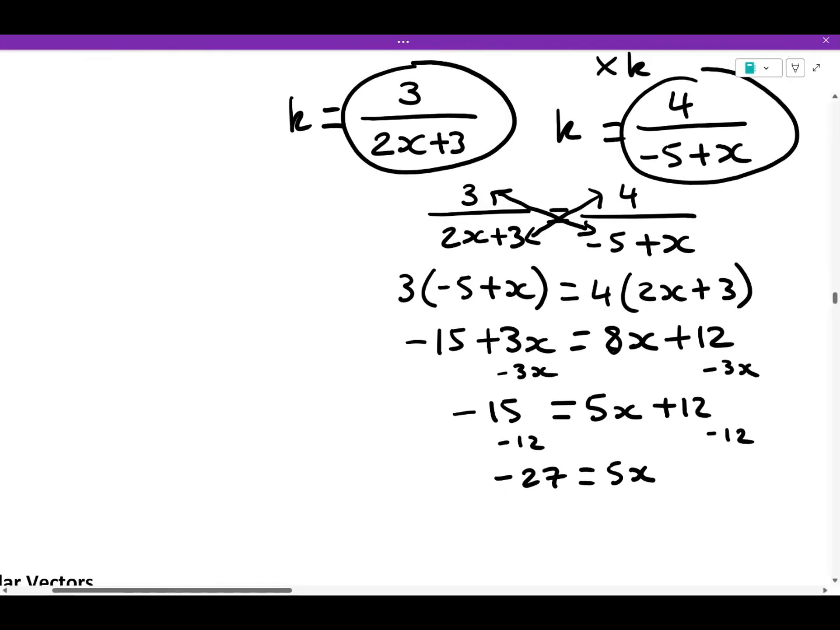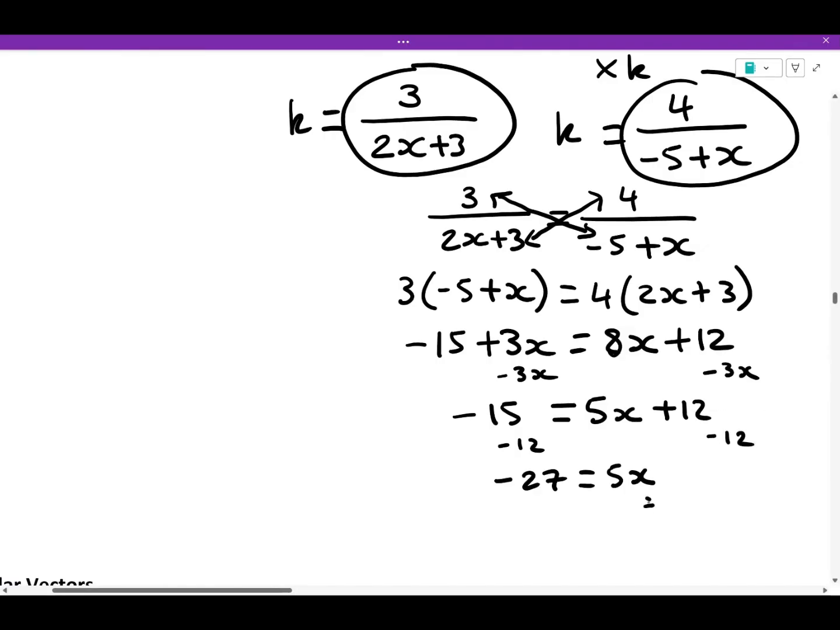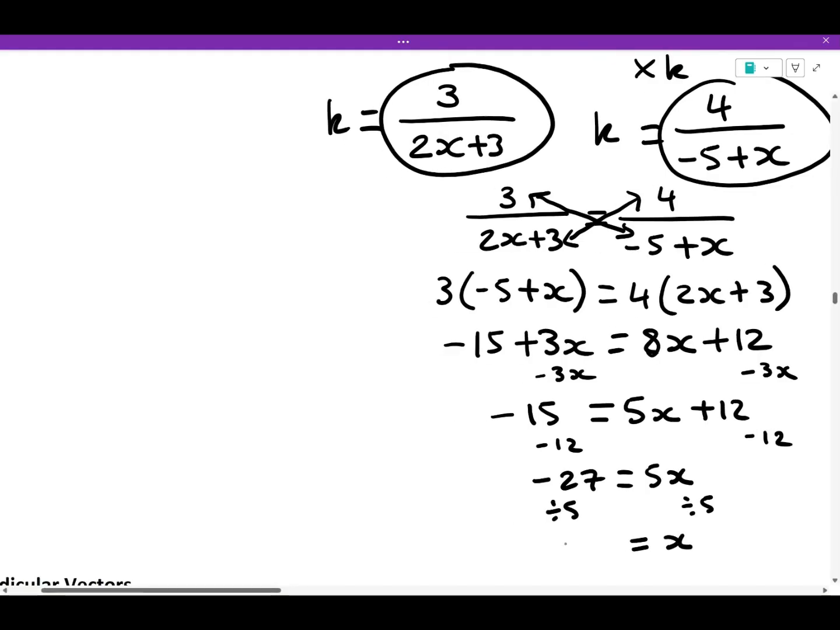And then finally, we can divide by 5 on both sides. And that is going to give me my final value for x, which should be negative 27 over 5, like that. Okay, and that's my final answer.